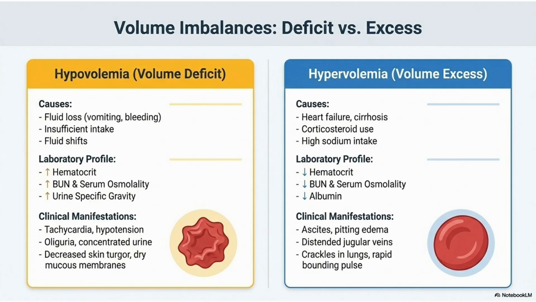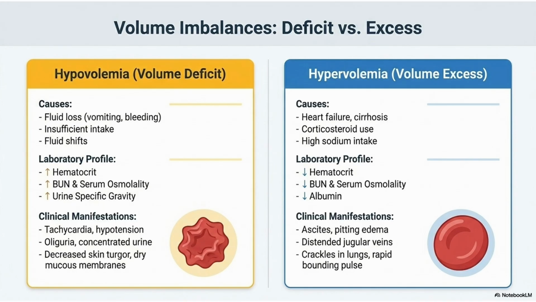hypervolemia, volume excess, is the opposite. Basically, heart failure, liver cirrhosis, long-term steroid use, and high sodium intake can also cause fluid volume excess because water follows salt. So, before we eat the Big Mac with tons of French fries loaded with salt, think of the volume that we're pulling in.